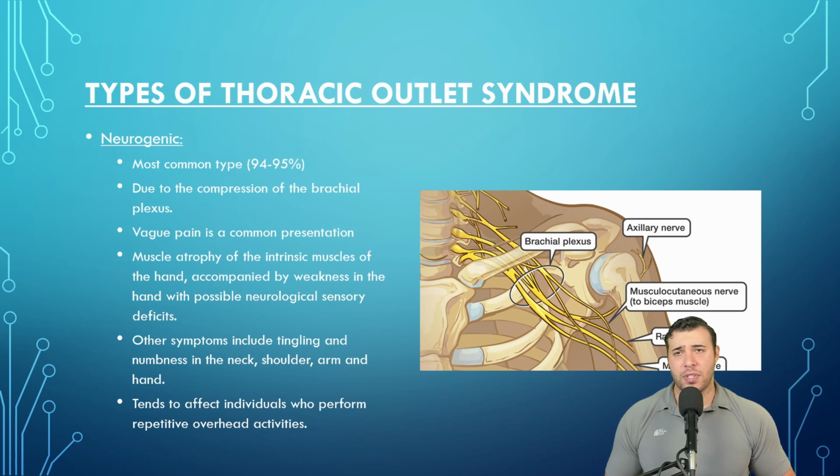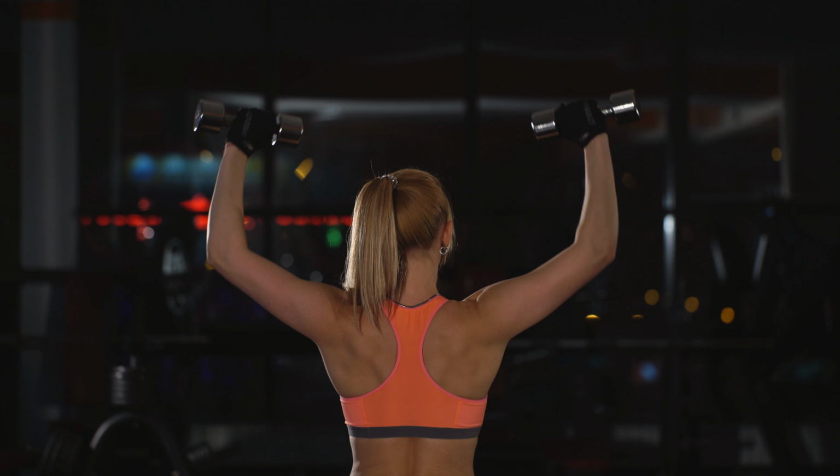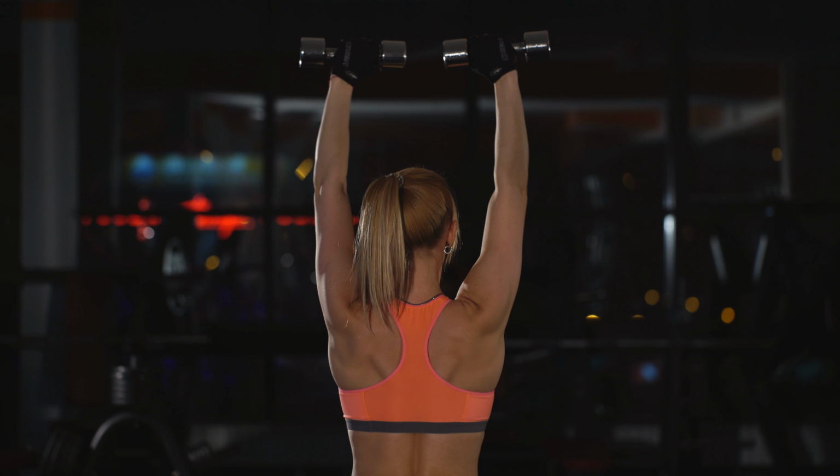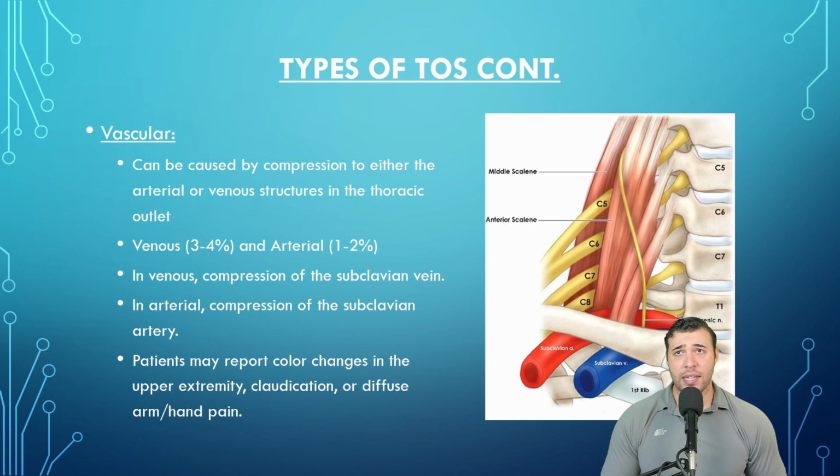Thoracic outlet syndrome tends to affect individuals who perform repetitive overhead activities. This could be a CrossFit lifter, an electrician, a plumber who's laying on their side reaching over the head, or someone doing duct work or construction work. Anything that deals with a lot of overhead movement can usually lead to issues that cause neurogenic thoracic outlet syndrome.